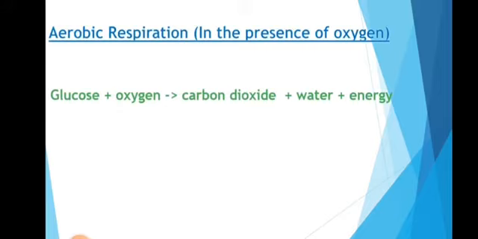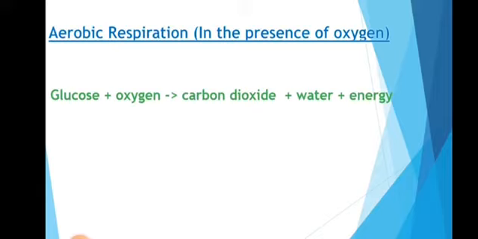So, we need to understand that respiration can be of two main types, aerobic and anaerobic. Aerobic respiration is generally the type of respiration where oxygen is involved. So, we call this aerobic respiration because oxygen is involved. Whereas the respiration in which oxygen is not involved is anaerobic respiration. So, aerobic respiration occurs in presence of oxygen.